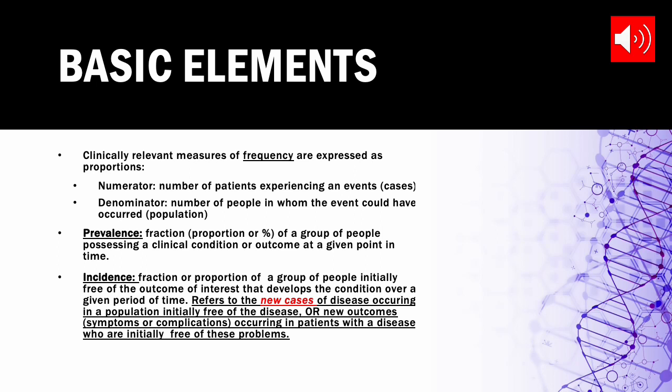So what is the prevalence of RSV in 2003, right? It's at a given point in time. Incidence is a group of people initially free of the outcome of interest that develops the condition over a given period of time. This refers to new cases of disease occurring in a population initially free of the disease, or new outcomes or symptoms or complications occurring in patients with the disease who are initially free of these problems. So incidence, the big thing to remember here is that they are new cases of a disease.